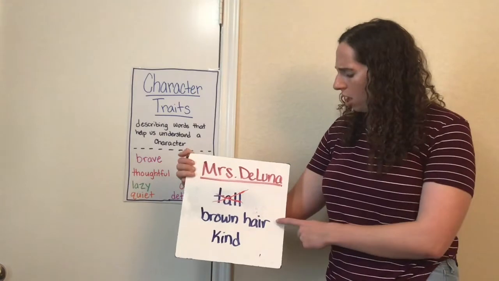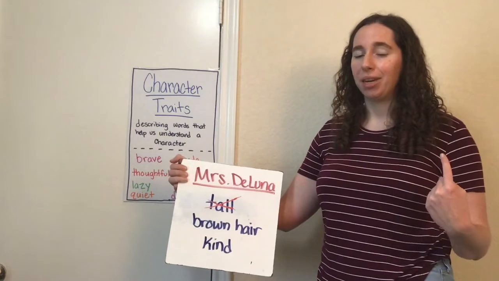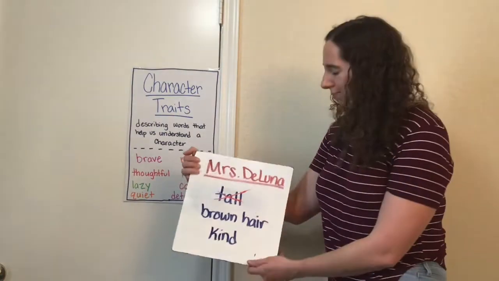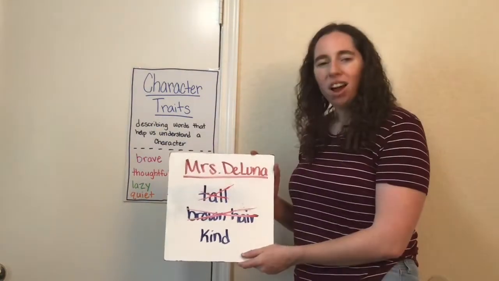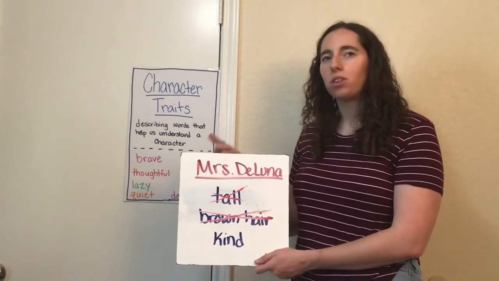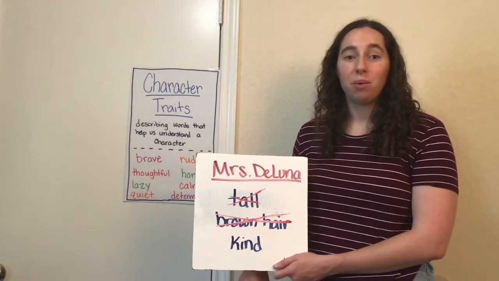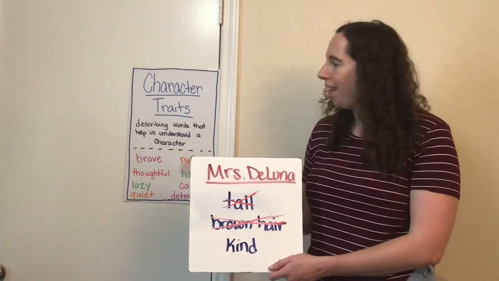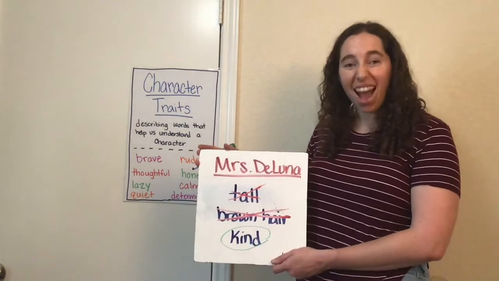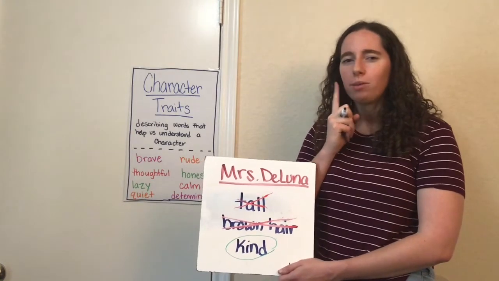Let's think about the next one. The next kiddo said she had brown hair. Well, again, that's describing her outside appearance. We want to look for words that describe her personality and who she is as a person. So this one's not going to work. And one more kid, they said the word kind. Well, does Miss DeLuna do things or say things that are kind? She does. For example, she always greets kids in the morning when they get off the bus. That is a kind action. That is going to be a character trait of Miss DeLuna because she does something, an action, that shows me her true heart. Can you think of another character trait that describes Miss DeLuna?